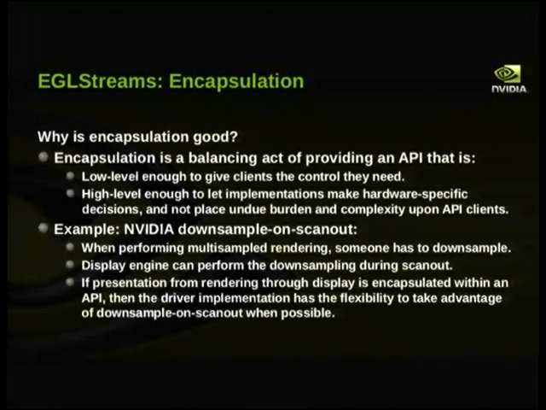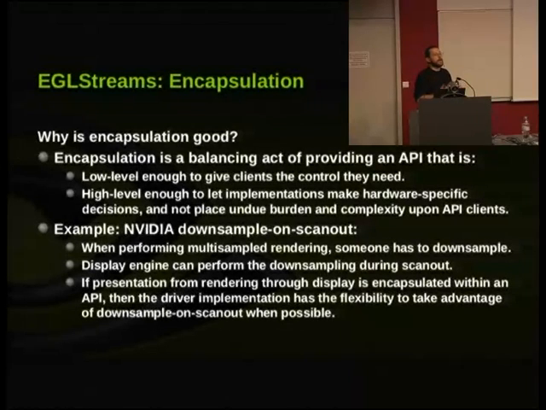I mean, it's always a balancing act. On the one hand, obviously, we want to provide APIs that are low level enough that an application can use that API and do all the things that it needs to do. But on the other hand, we want an API to be high level enough that the implementation behind that API can make hardware-specific decisions and not place a lot of burden on the user of that API, having to know, well, different implementations of this API will behave differently, so I need to do different things in different cases.